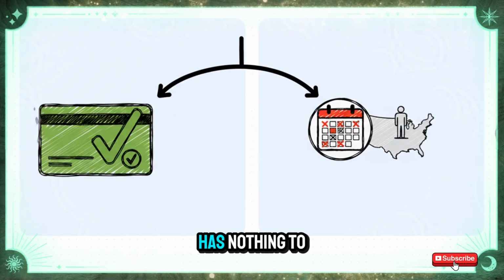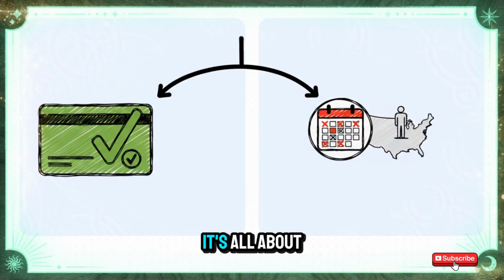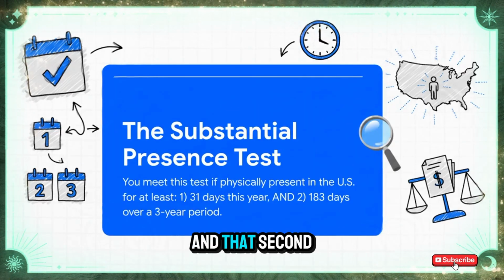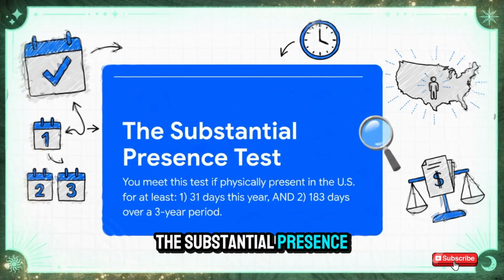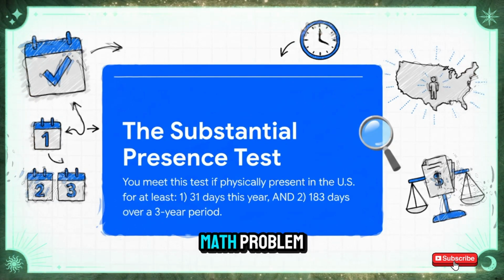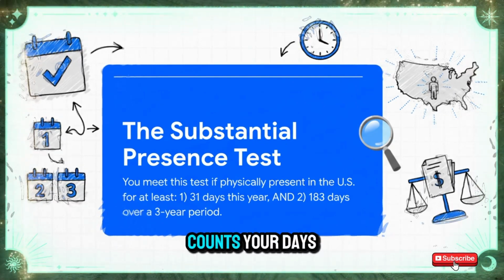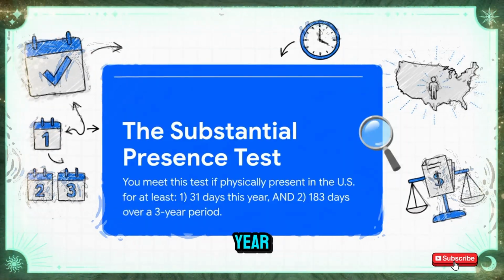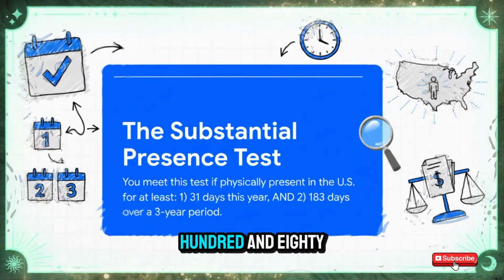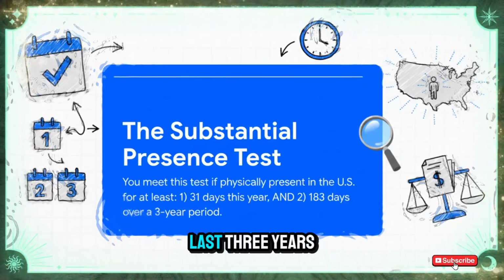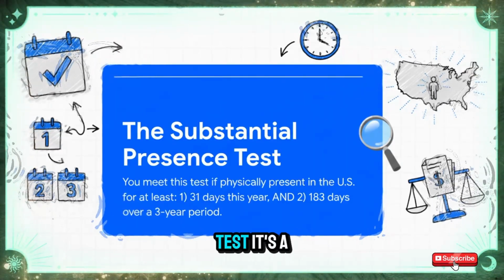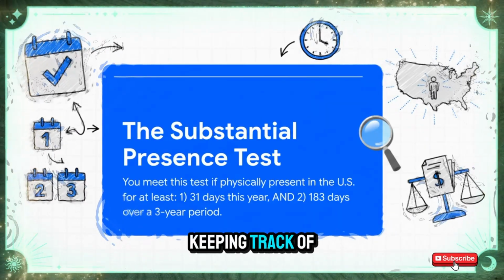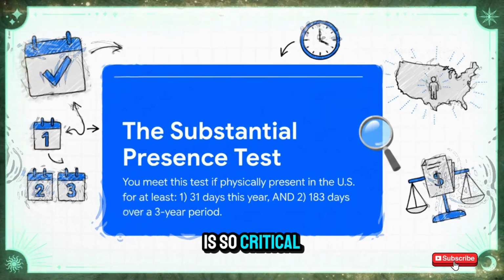Path number two has nothing to do with your legal status. It's all about how much time you physically spend in the country. And that second path is called the substantial presence test. It's basically a math problem. The IRS just counts your days. If you are in the US for at least 31 days this year, and if you hit a special 183-day total calculated over the last 3 years, you meet the test. It's a purely mathematical trigger, which is why keeping track of your days in the US is so critical.